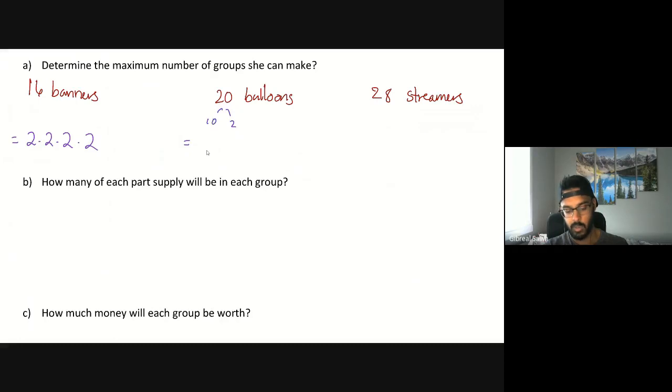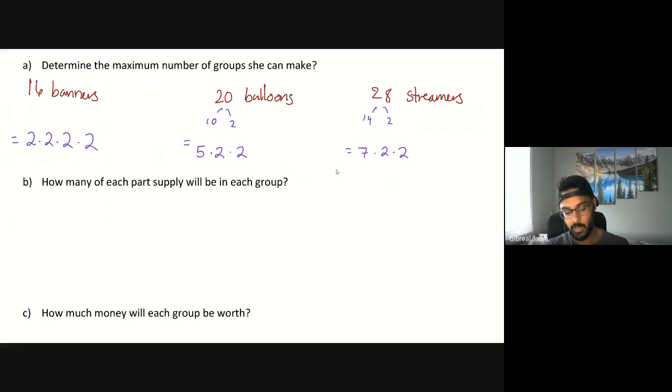Yeah, so we're going to do 5 times 2 is 10 times 2 is 20. So there's my prime factors underneath. Then for 28, we'll do it into 14 and 2. So that'll be a 7 times 2 times 2. Okay, so underneath are all my prime factors.